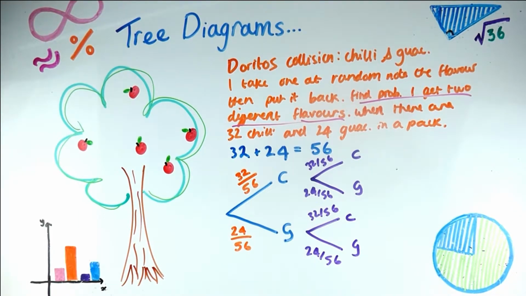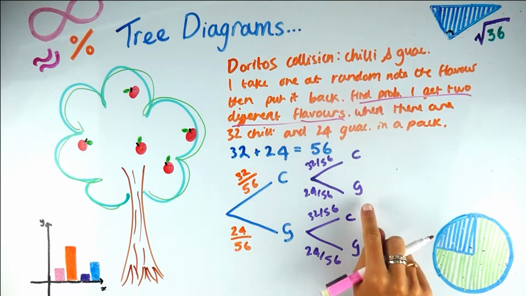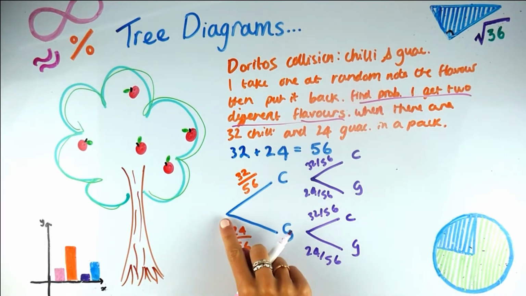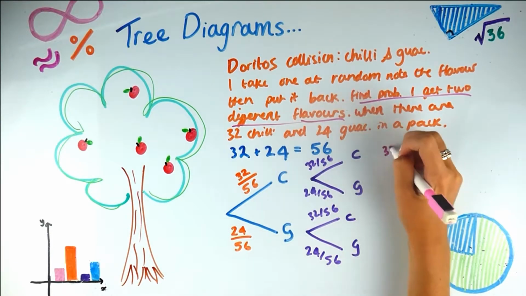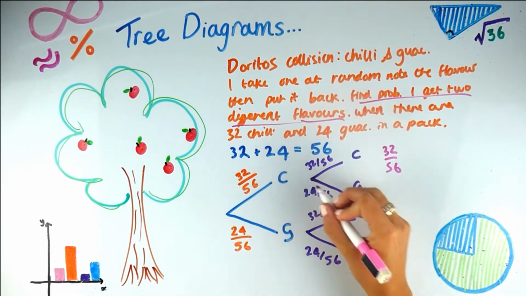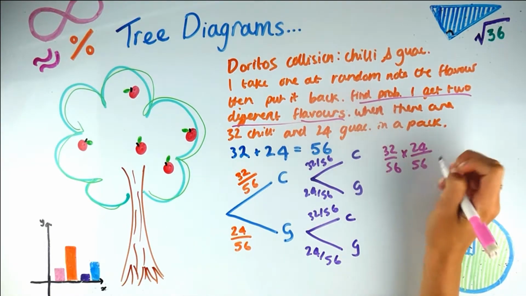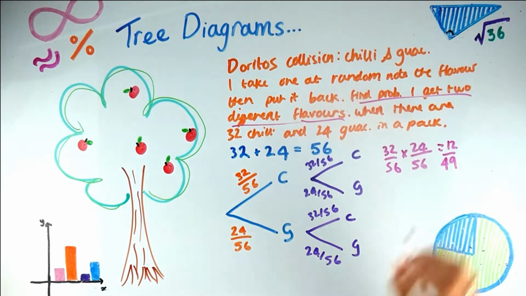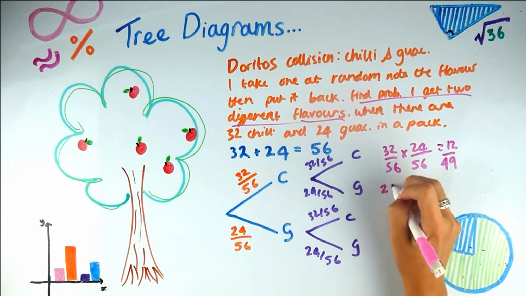So that is chili then guac, or guac then chili. So I want to do these 2, so if I get a chili and a guac, and also means multiply when talking probability, and this is rule number 1, multiply along the branches. So chili guac was 32 over 56 multiplied by this one, 24 over 56, which gives me an answer of 12 over 49. Or I can get guac, so I go along this side, then chili, so multiply along the branches.